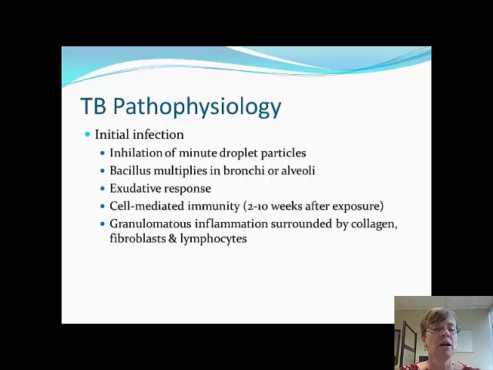So with the initial infection, somehow there's an inhalation of the little droplet particles that have the TB, and the bacilli are able to get into the airways, so the bronchi or the alveoli or both, and they start to multiply. And there's a response to that by the body, so that it's trying to attack this foreign substance. With that, the body will create a cell-mediated immunity within somewhere around 2 to 10 weeks of exposure. And with that, the inflammation starts to be surrounded by collagen and fibroblasts and lymphocytes to try to wall off that bit of the bacilli.